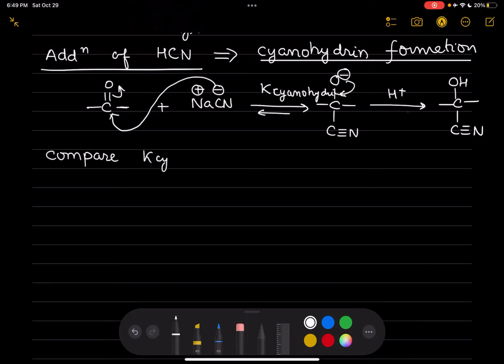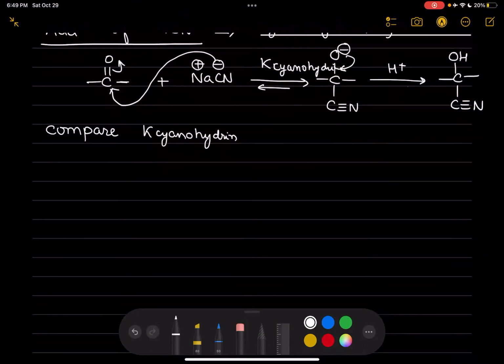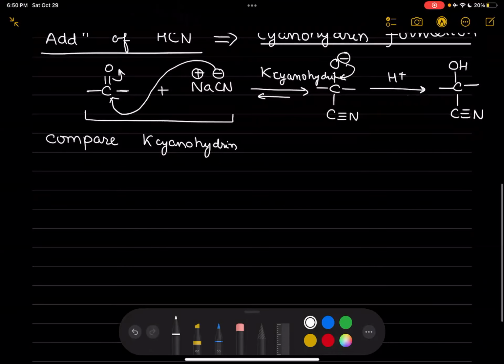Actually, the more reactive the aldehyde is, the more product is going to form, in major amount, and your K will be larger. Is it clear? If the cyanohydrin is going to form more easily, K is larger. If the cyanohydrin is going to form with difficulty, then whatever aldehyde or ketone and KCN or NaCN were taken are going to stay as they are, unreacted. So in that case, the K will be less.